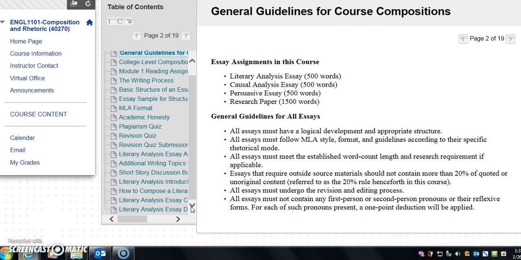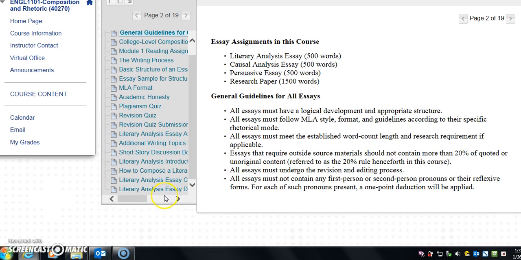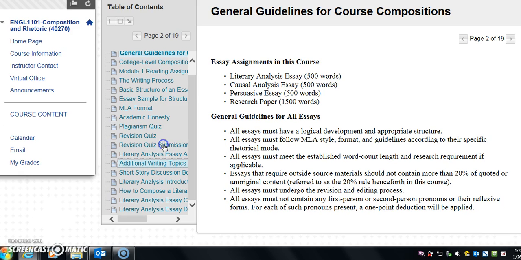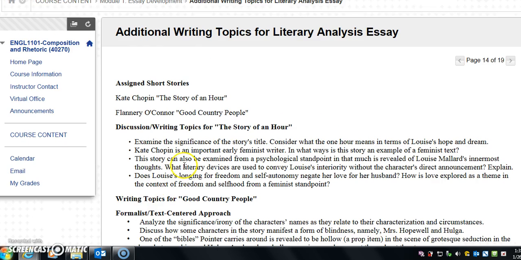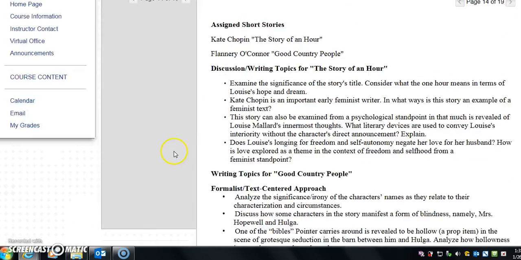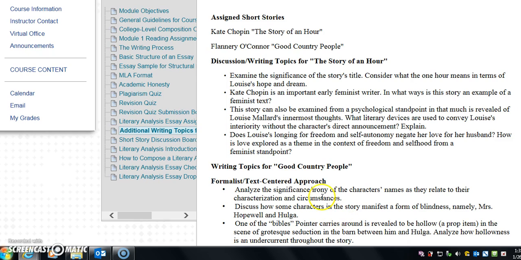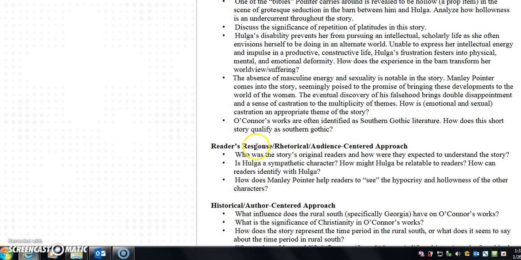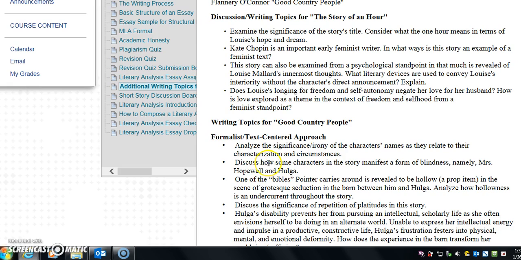That's just a quick digression from the main point of my lecture, which is to focus on the literary analysis essay. So let's go back. Let me see here. I want to see additional writing topics. So I've covered the literary analysis essay, and now additional writing topics. Here they are. I've taught Good Country People for much longer than I have taught The Story of an Hour, so I have a more extensive list of text-specific questions for Good Country People for you all to consider.